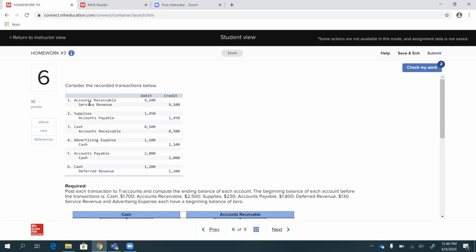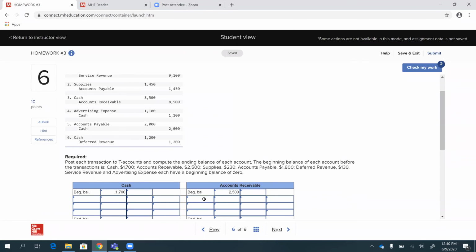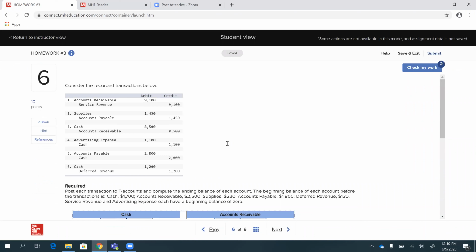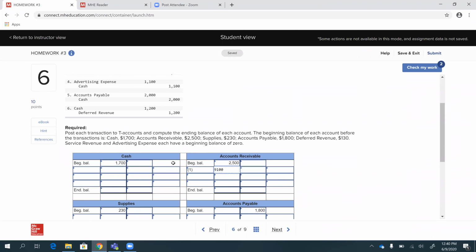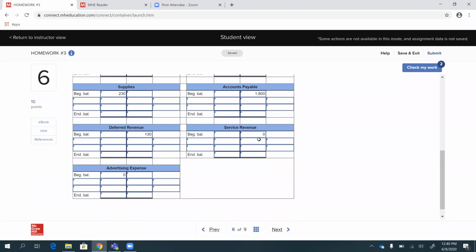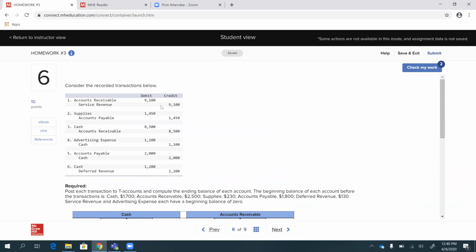the T accounts. Transaction 1, accounts receivable has a debit of $9,100. So we want to go over here, choose transaction 1, and post a $9,100 debit. Service revenue has a credit of $9,100. So we want to click here for transaction 1 and put $9,100. The reason you're putting these numbers beside it is so that if you're looking here, you can go, okay, this is transaction 1. What was transaction 1 doing? Oh, we recorded an account receivable and a service revenue.